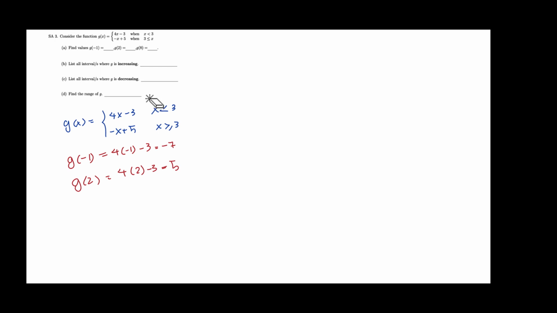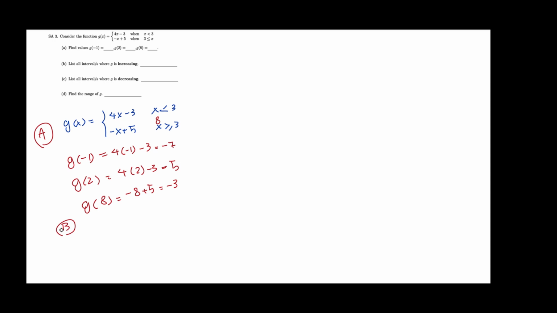The next one says g of 8. G of 8, and 8 is definitely bigger than 3, and so fits right there. So I plug 8 in there. -8 plus 5, and I get -3. So the answers are, for part A, these are the answers.